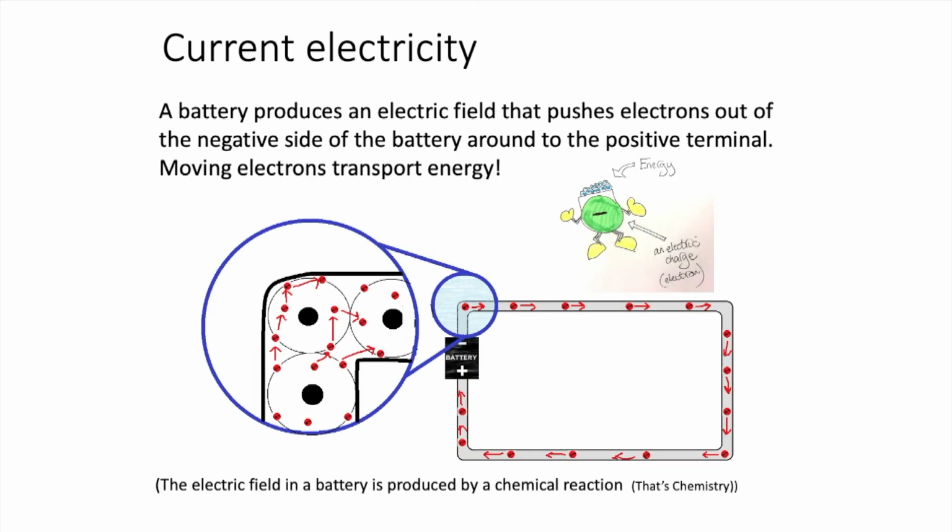So a battery produces an electric field that pushes electrons out of the negative side of the battery, and it pushes those electrons around to the positive terminal of the battery, and those moving electrons transport energy. So in an electrical circuit, the negative charges are pushed around the circuit and they carry energy from where they are stored in the battery to where they are required. And the electric field in a battery is produced by a chemical reaction, and that's chemistry.